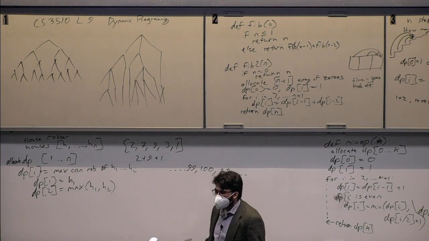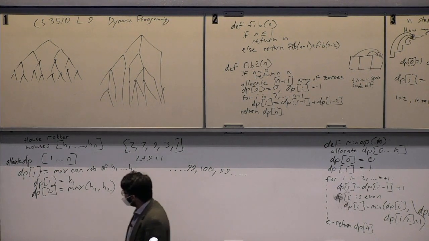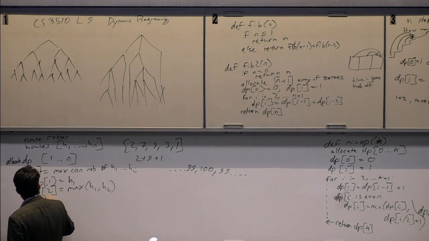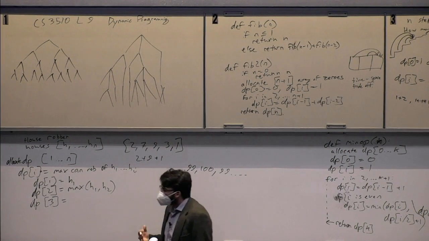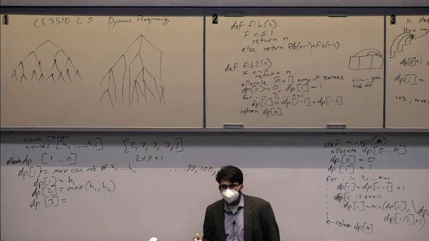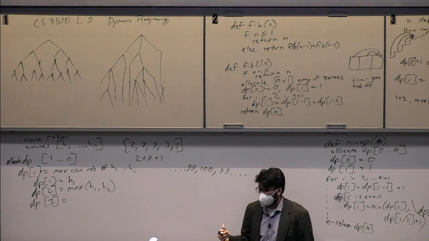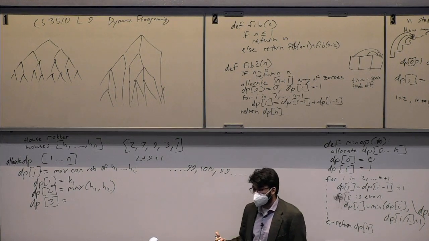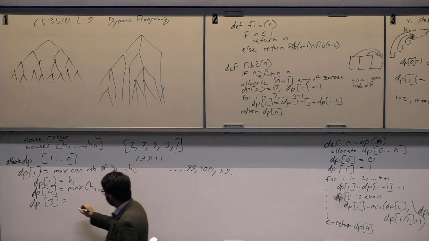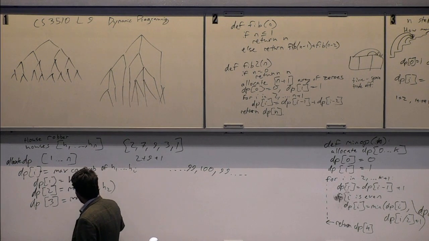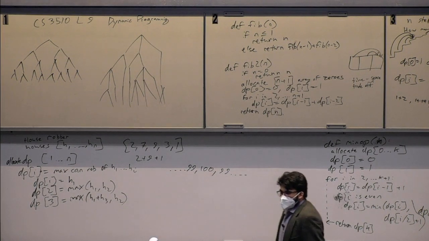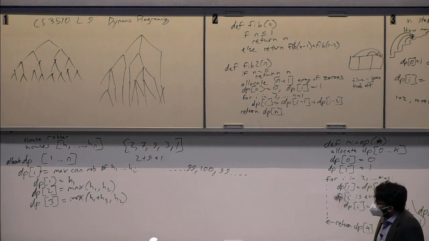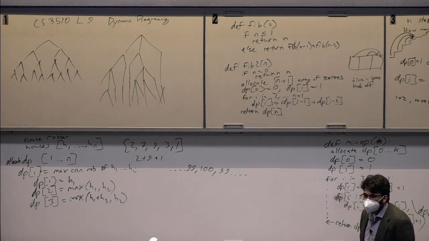It may help to write out a few elements and realize what the recurrence is. Let's just do one more. What is DP of 3? You can choose to rob H1, but then you can't rob H2, but then you can rob H3. Or you could rob H2. So actually, this is going to be the max of H1 plus H3, or H2, right? And here, we write out a couple more. We kind of see the recurrence.